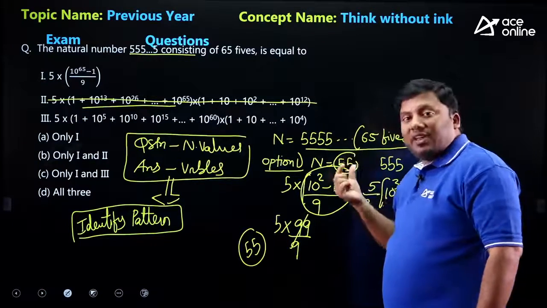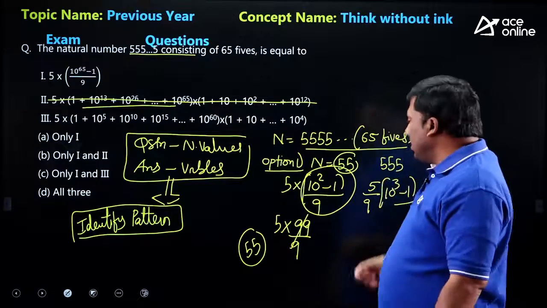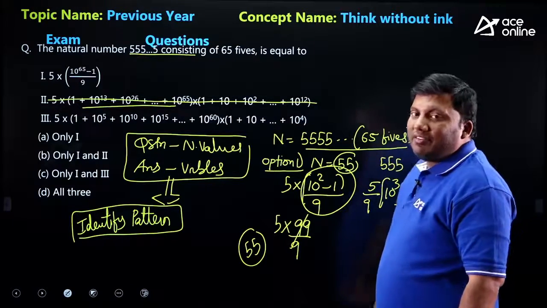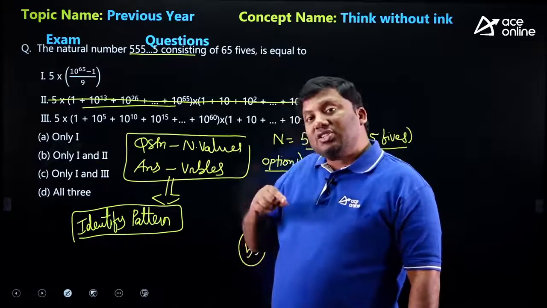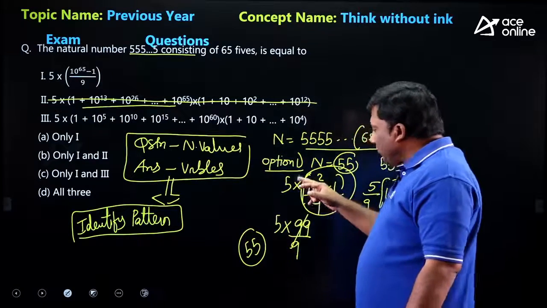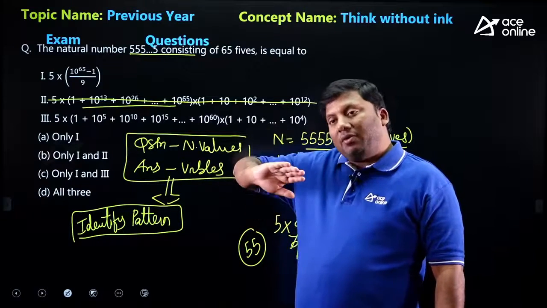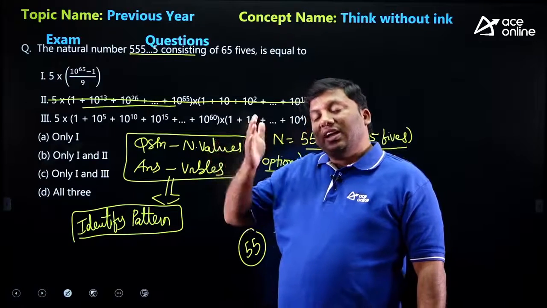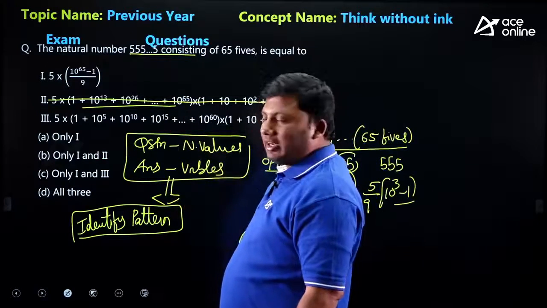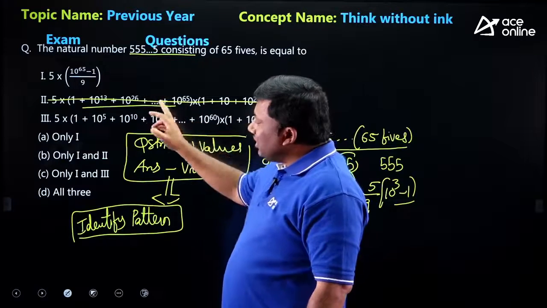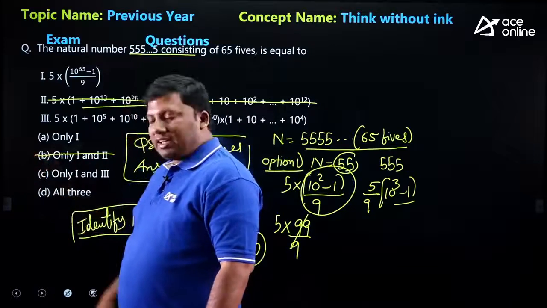The answer will be, if 5 is written 2 times, 5 by 9 into 10 square minus 1. If 5 is written 3 times, 5 by 9 into 10 cube minus 1. If 5 is written 65 times, it is 5 by 9 into 10 power 65 minus 1. 10 power 65 minus 1 means it is less than 10 power 65. But the second option is showing 10 power 65 plus positive. Second is incorrect.